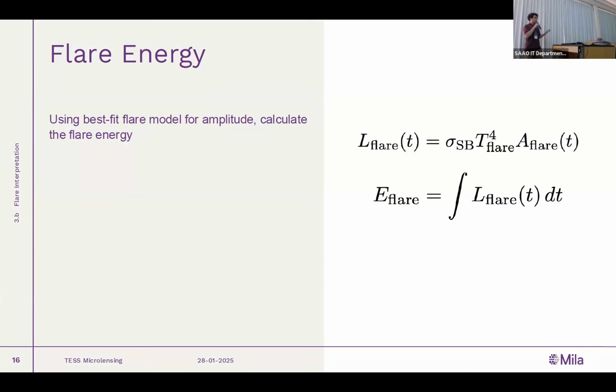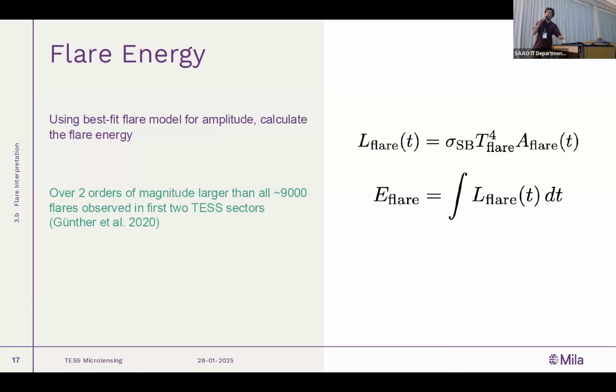So we can calculate what roughly the energy released by such a flare would be by fitting a flare model to it and integrating over the time of the event. And what we find is that the total energy released would be over 2 orders of magnitude larger than all 9,000 flares that were observed in the first 2 TESS sectors. So if indeed this is a flare, it is a highly unusual, super energetic flare that is certainly unique in the TESS dataset and unique as far as I know in general. So already this is a little bit problematic.